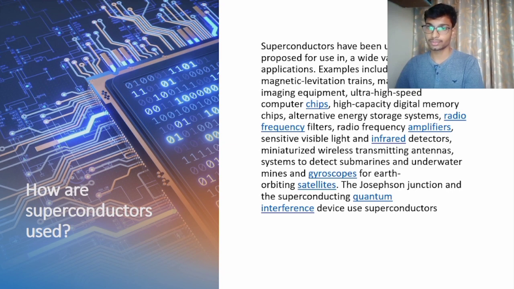How are superconductors used? Superconductors have been used in or proposed for use in a wide range of applications. Examples include high-speed magnetic levitation trains, magnetic resonance imaging equipment, ultra-high-speed computing chips, high-capacity digital memory chips, alternate energy storage systems, radio frequency filters, radio frequency amplifiers, sensitive visible light and infrared detectors, miniaturized wireless transmitting antennas, systems to detect submarines and underwater mines, and gyroscopes for Earth orbiting satellites. The Josephson junction and superconducting quantum interference device use superconductors.